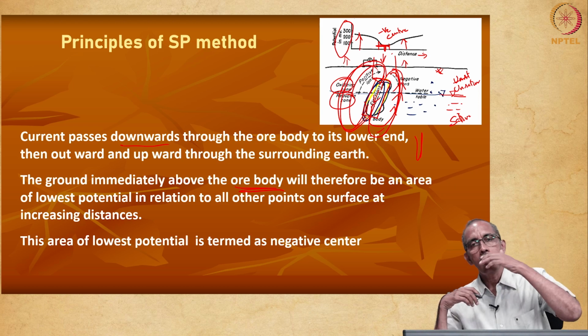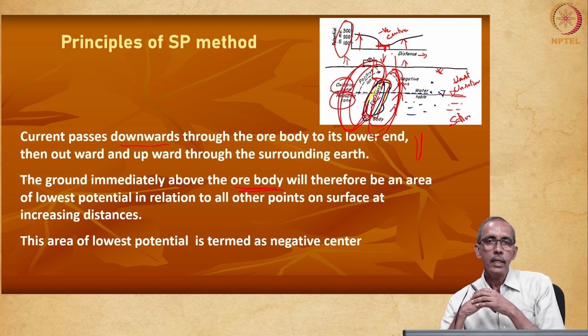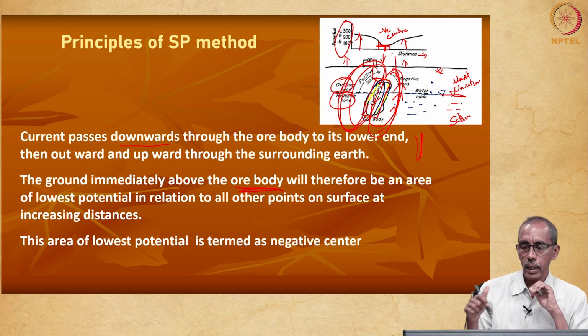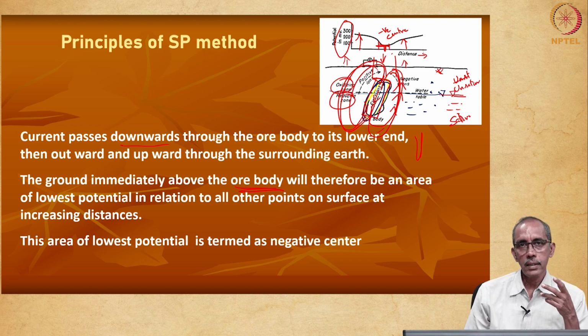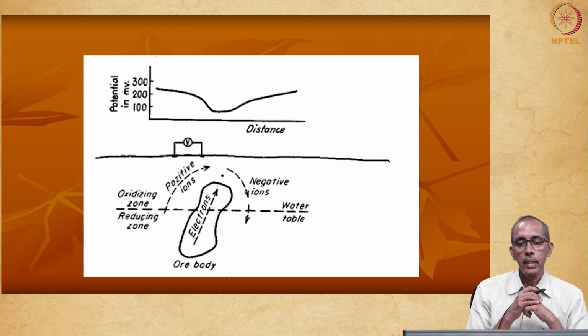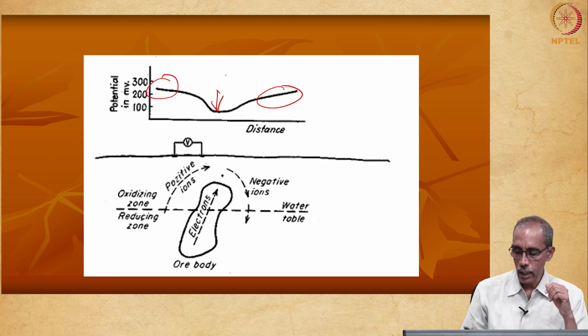When we search for a mineral ore body, maybe for mining purposes, we obviously search for locations where the potential is comparatively lesser. That is what is known as negative center. This is what we have seen in the previous slide itself. So the mineral body occurs something like this. The ions or current flow around the ore body, causing higher cell potential on the sides and lower cell potential just above the ore body.